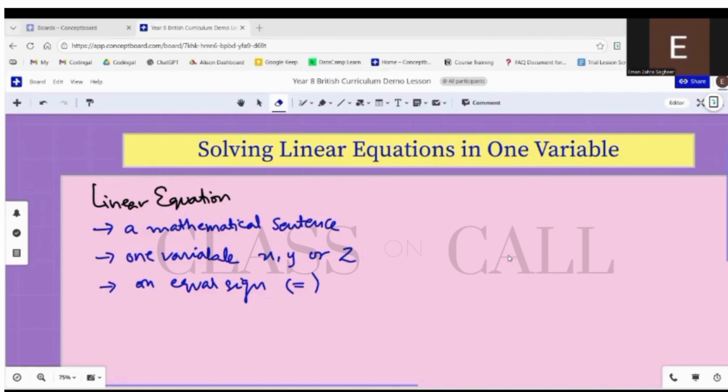Look at maths topic, which is solving linear equations in one variable. Now, before solving linear equations in one variable and getting to know how to solve these equations, we need to understand what a linear equation is.